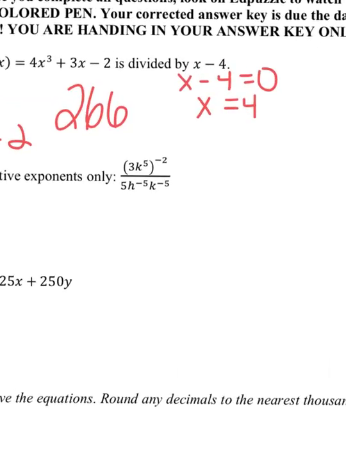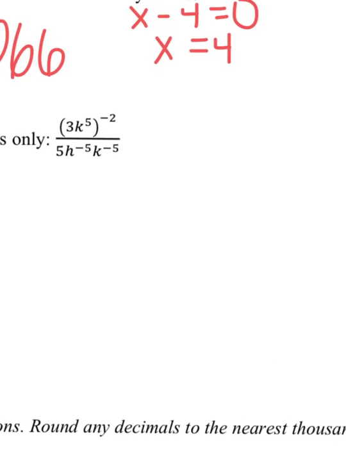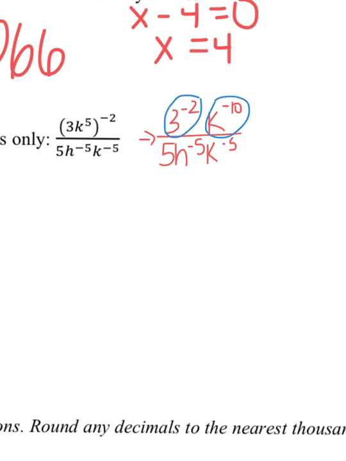For number 2, positive exponents only. So everything in the numerator is being raised to the negative second power. So this is 3 to the negative second, k to the negative 10, because power to power you multiply, divided by 5, h to the negative fifth, k to the negative fifth. So then you're going to circle your negative exponents. Again, you don't have to do this, but this is how I showed you how to do it in class to make it a little bit easier.